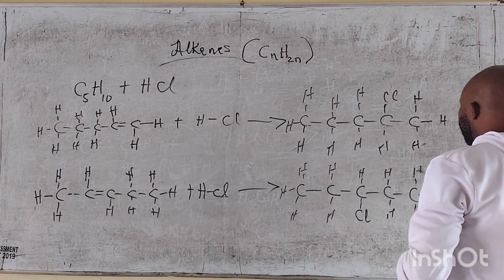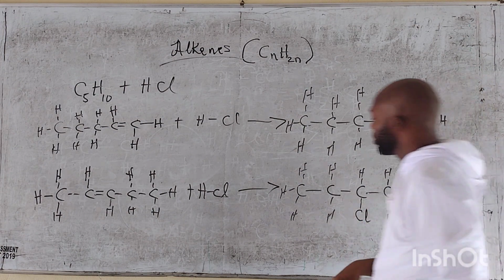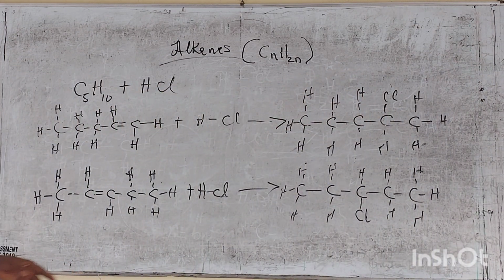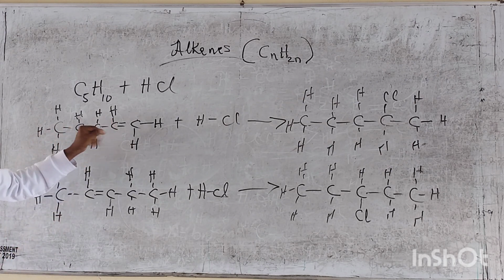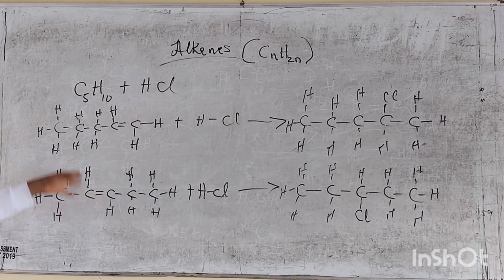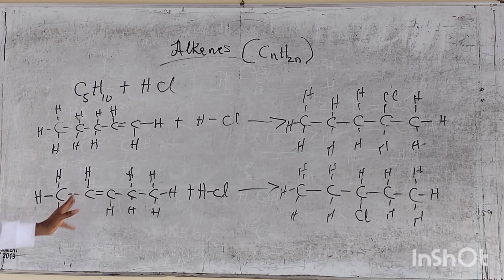So this is 1, 2, 3. 3-chloropentane. So you have seen the same kind of compound, it's just based on the positions of the double bond. We'll talk about that in isomerism. You have been able to see that here was 2-chloropentane and now here becomes 3-chloropentane.